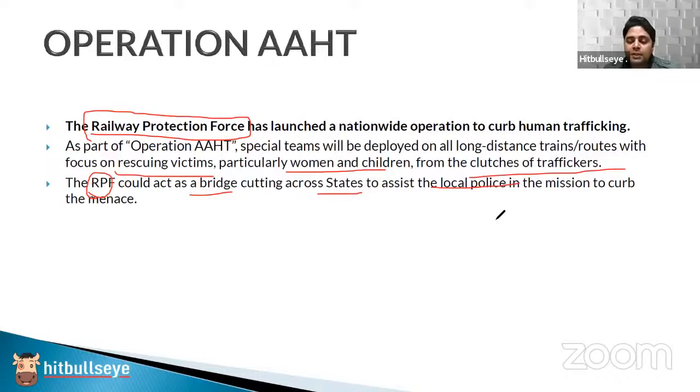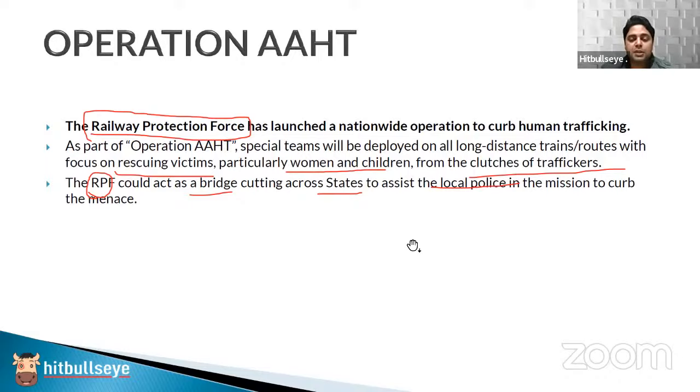And of course, when the train stops at any station, whichever state it falls in, the offenders are to be handed over to the concerned state police. But here, that gap is going to be filled by the Railway Protection Force. And that is why Operation Aaht is really important.